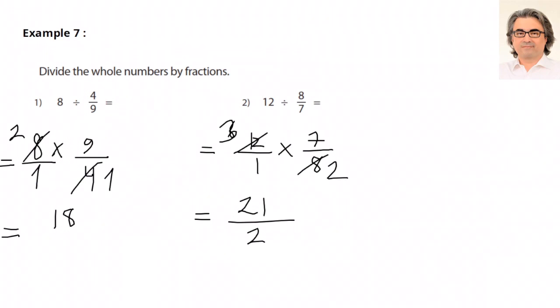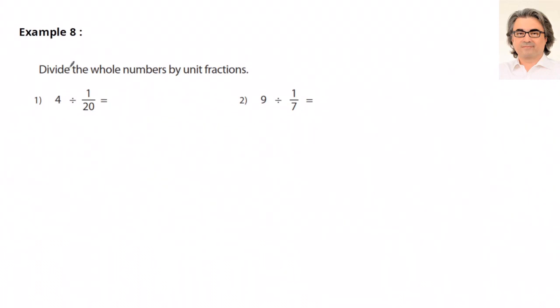Now let's continue with the next page. Divide the whole numbers by unit fractions. Now I am finding the number of 1 over 20 in 4. This is the meaning of the division operation, you know. So write the first number 4 as 4 over 1. Then division operation, change it into multiplication operation. Then instead of 1 over 20, write 20 over 1.